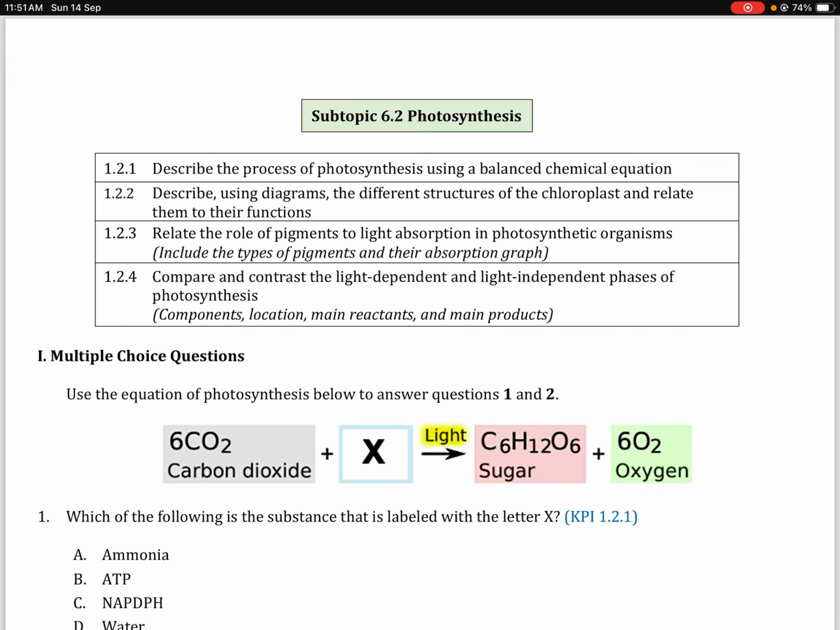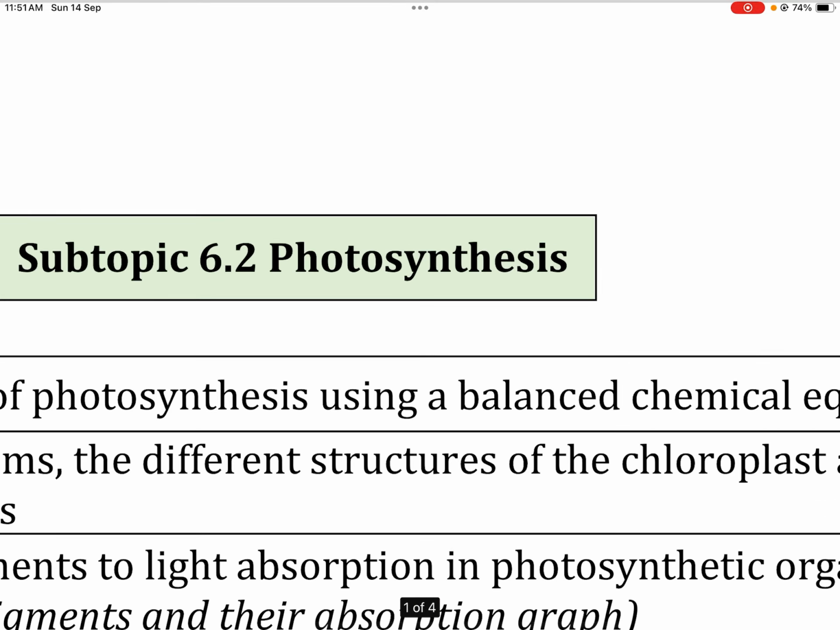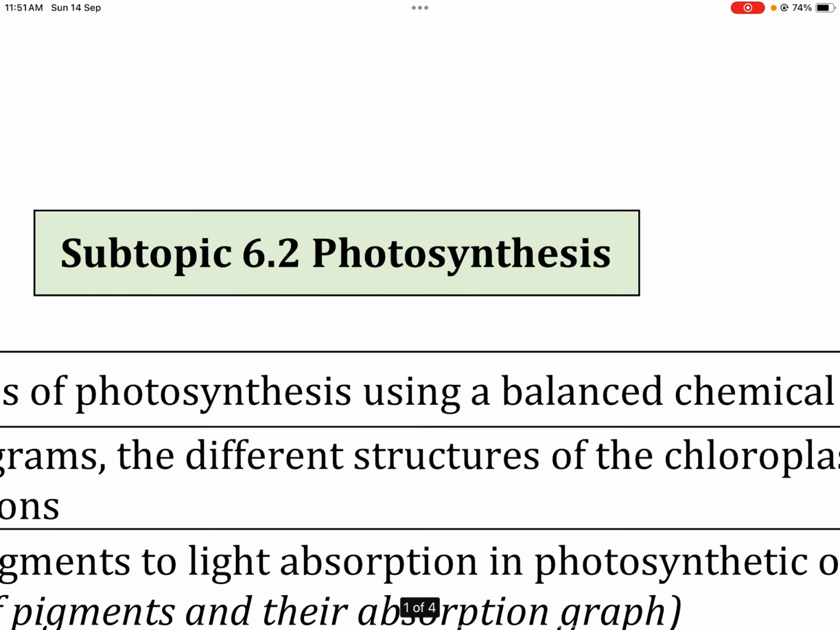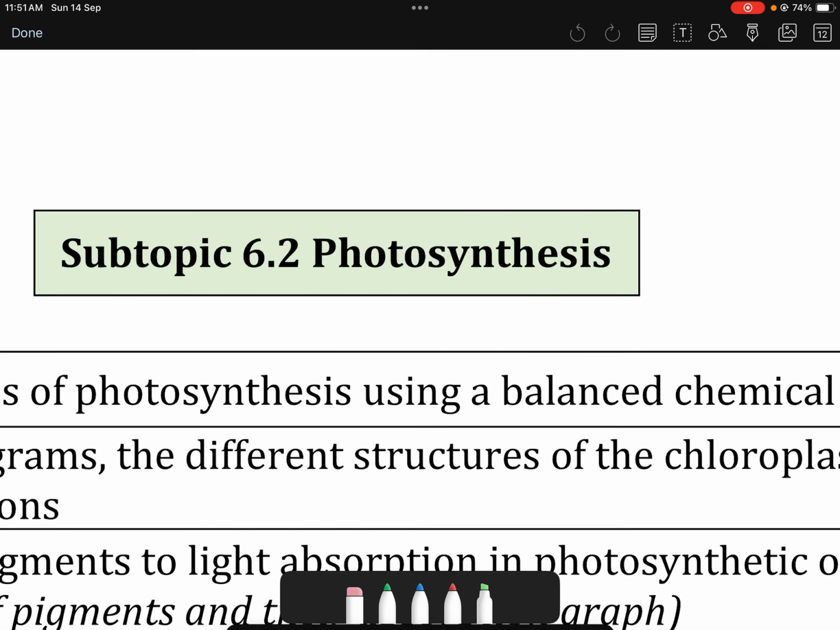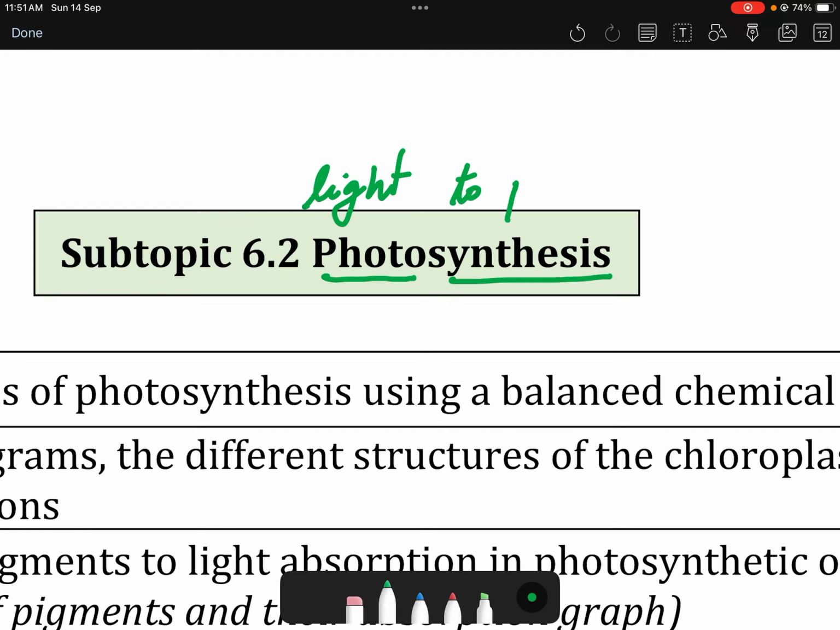Okay, now we will talk about photosynthesis. This is the second topic and we will discuss only the first four KPIs. So first of all, we need to know what photosynthesis means. Photo, as we have learned in the previous topic, means light, and synthesis is to produce or to make something. We need to understand this mechanism.